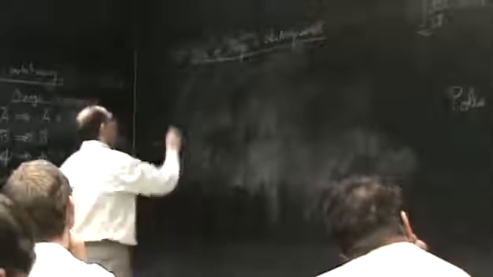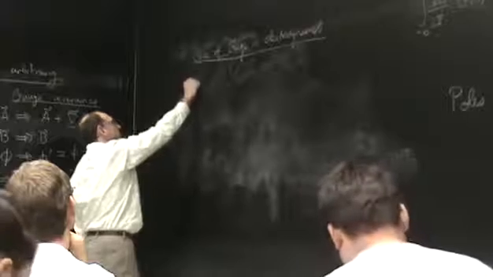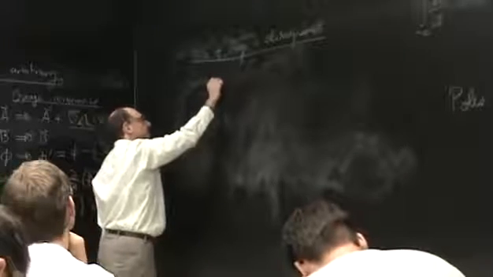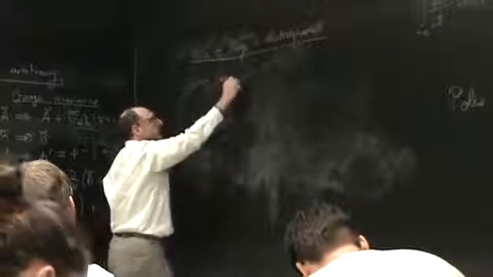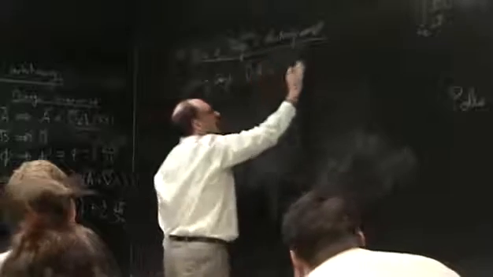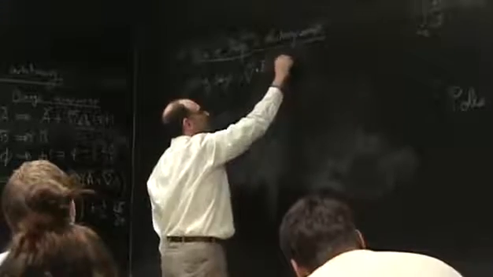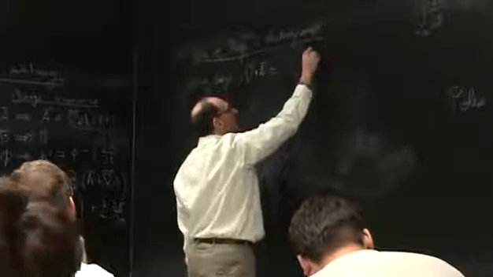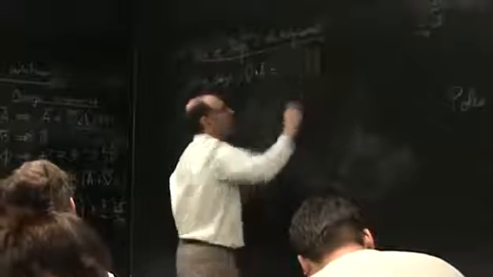So the first choice is what's known as Lorentz gauge. And in the Lorentz gauge, we choose the divergence of A to be related to minus 1 over c d phi dt.